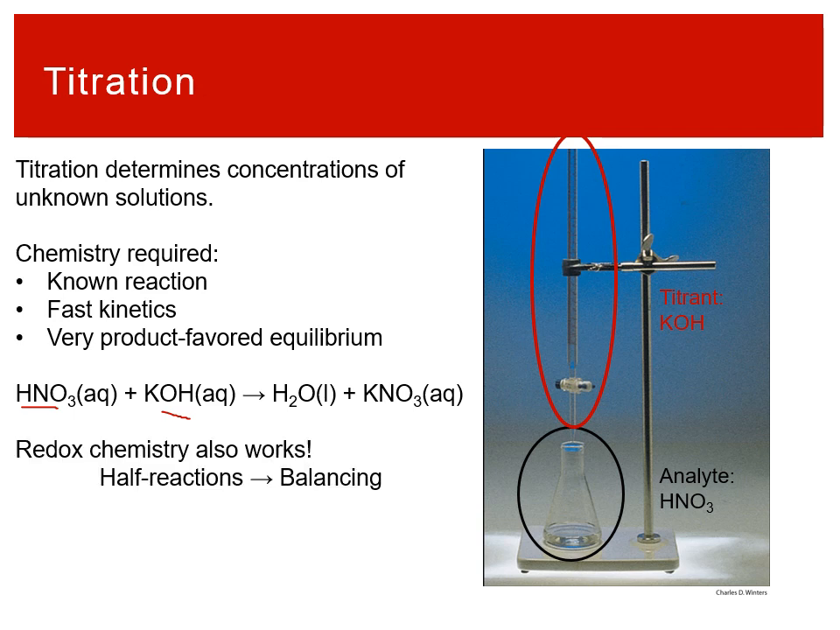Redox chemistry also works. It's a little more complicated. You've got the half reactions and balancing, but if you know the half reactions, you can figure out what they're going to do. It is harder to predict products, but if we know the half reactions, we can balance. Redox is very fast and it's very product-favored as well, which we'll see in a later bit in the chapter.